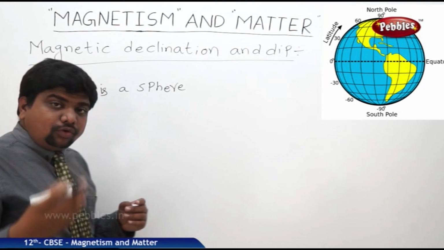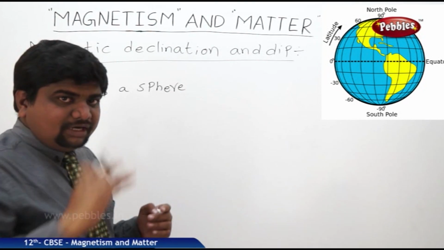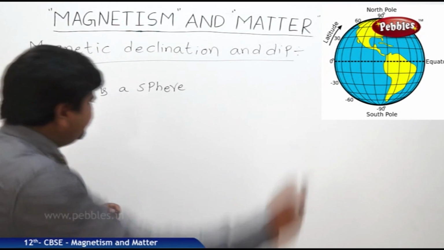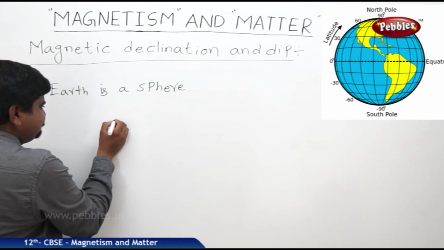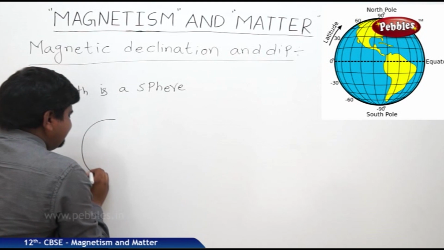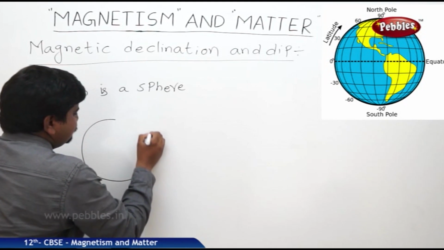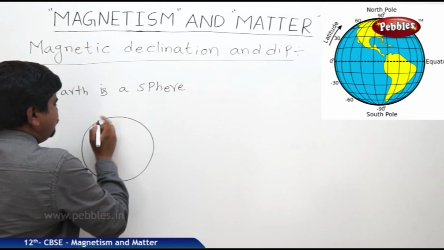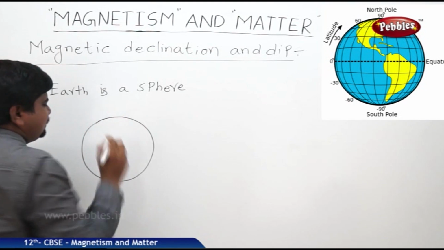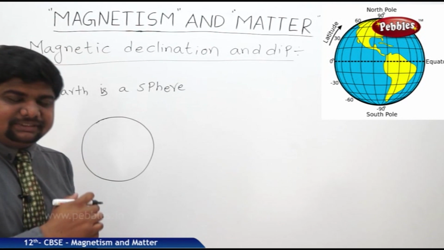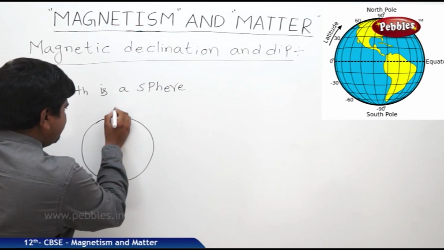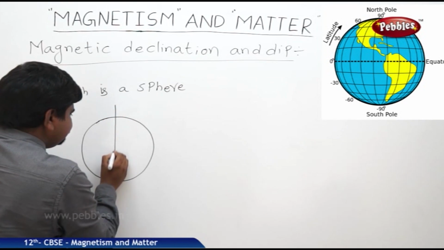Yeah, it has its own rotatory axis while it is rotating, and it precesses. So it is like this. A sphere is a 3D shape, so it is very difficult to draw that on a 2D board. That's why we will draw a 2D shape of the Earth. So it is a sphere, and it has one rotatory axis.